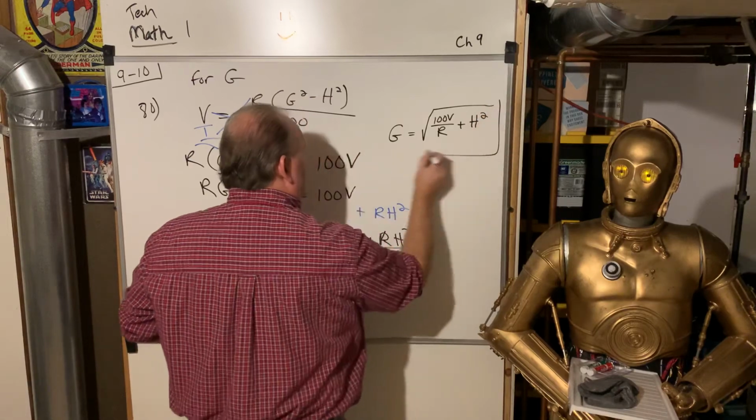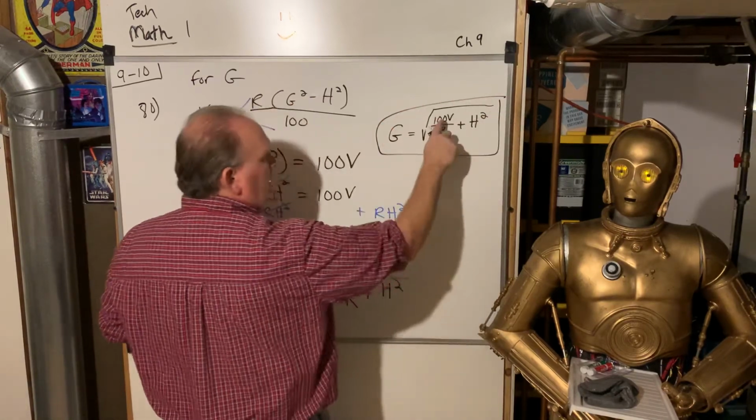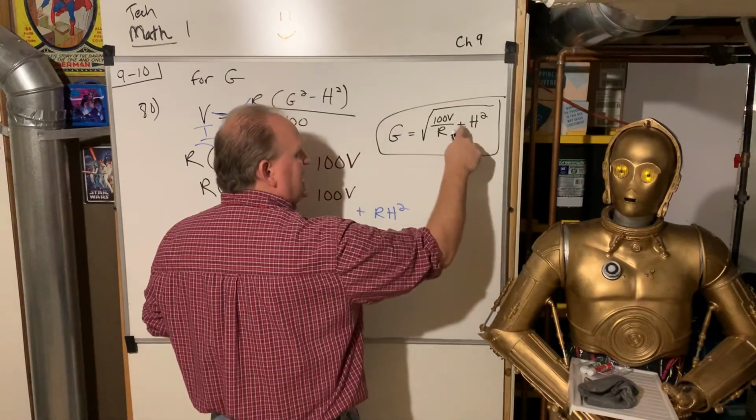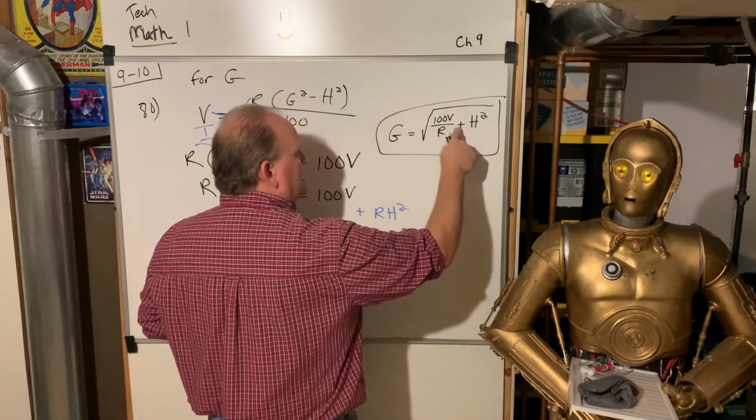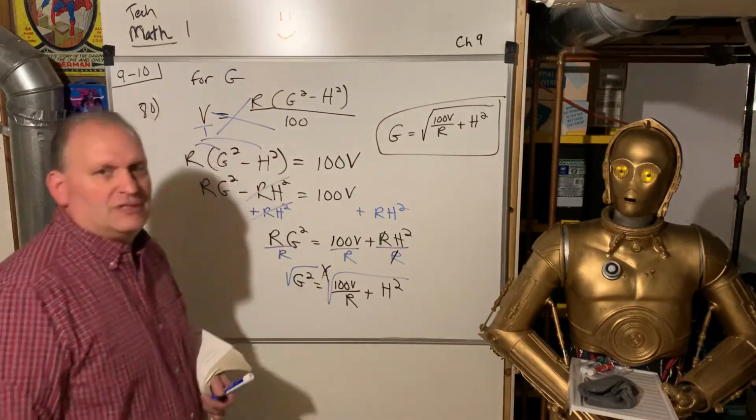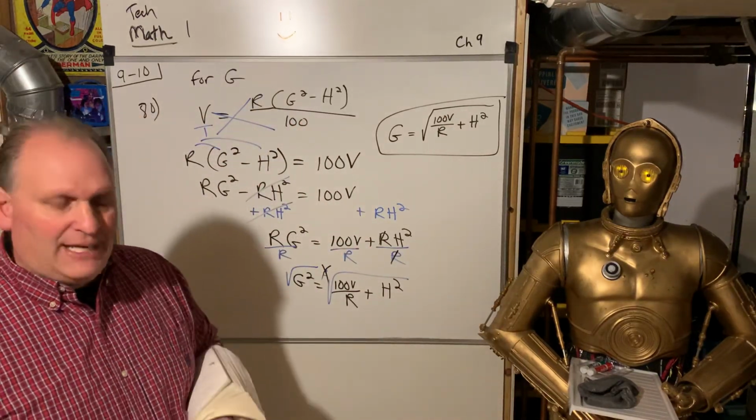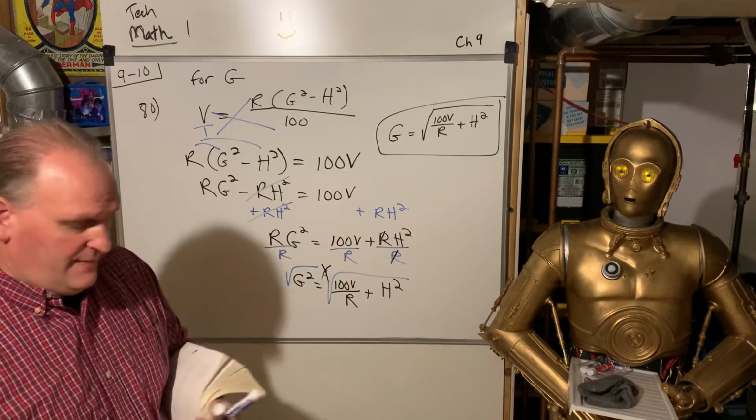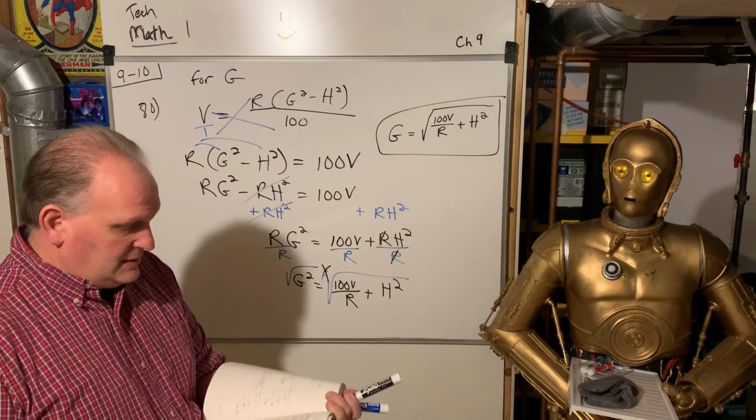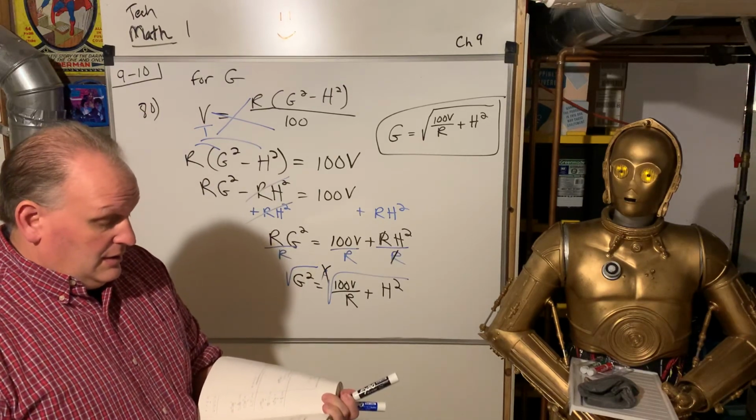Okay? Again, even though 100 is a perfect square, even though h squared is a perfect square, because of this addition sign, you cannot do anything. You can't simplify the square root over a plus or a minus sign, ever. All right? So that is number 80.